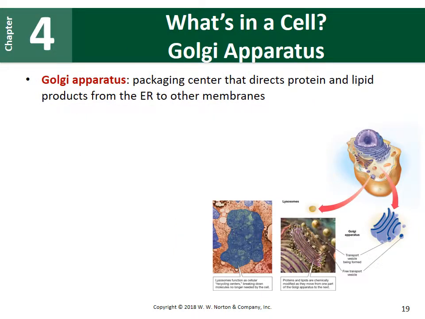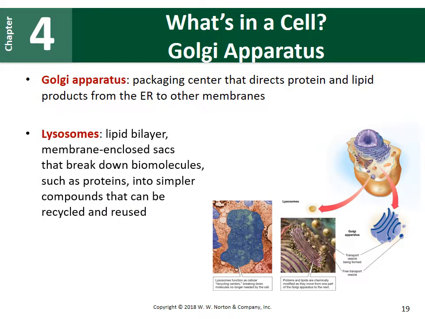Our next structure is the Golgi apparatus. This is a packaging center that directs those proteins and lipid products that are created in the ER to other membranes. You can think of the Golgi apparatus as a post office. It's going to package, it's going to tag and ship out those products that were created in the ER.